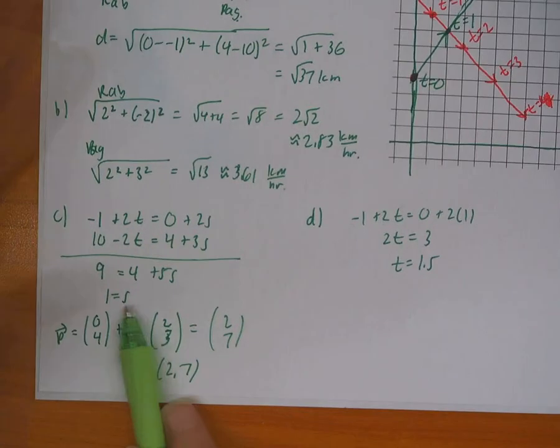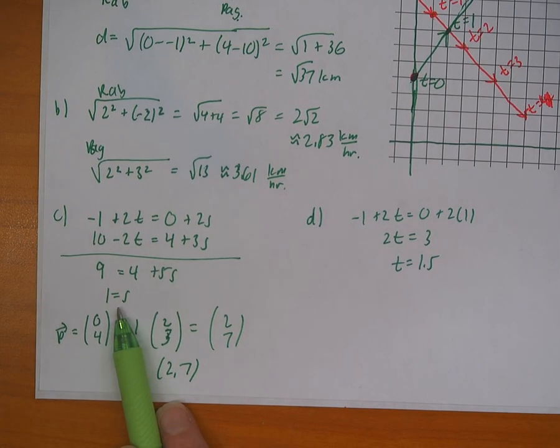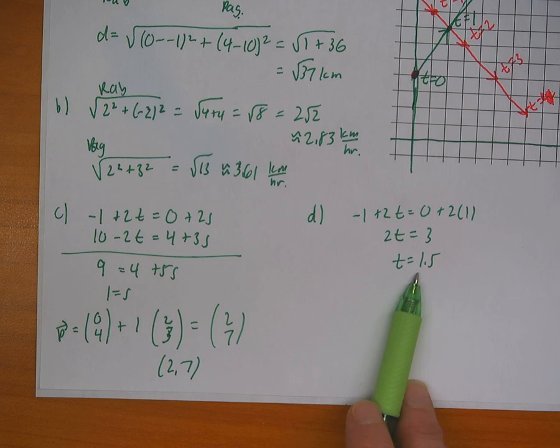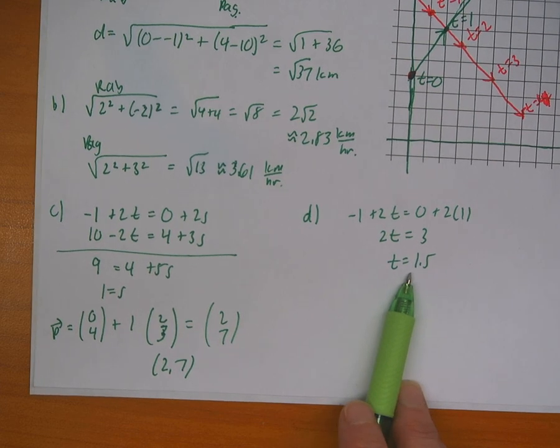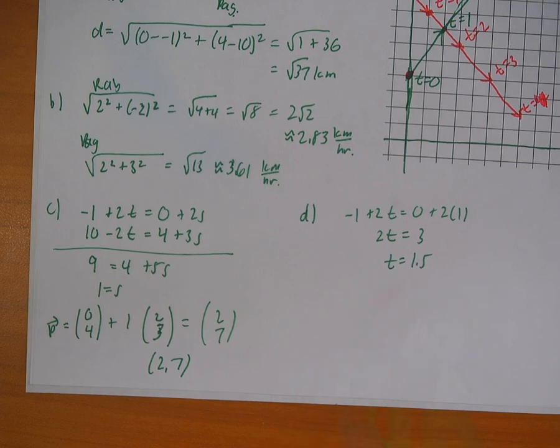So at 1 hour after the starting time, RAB was at 2 comma 7. But PAG wasn't there until 1.5 hours. So they both were in the same location, but they weren't there at the same time. So because they were not there at the same time, they are not colliding.